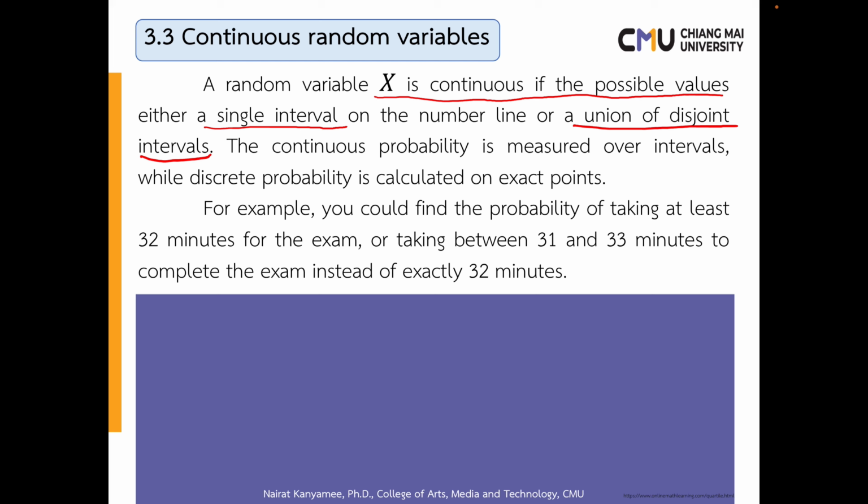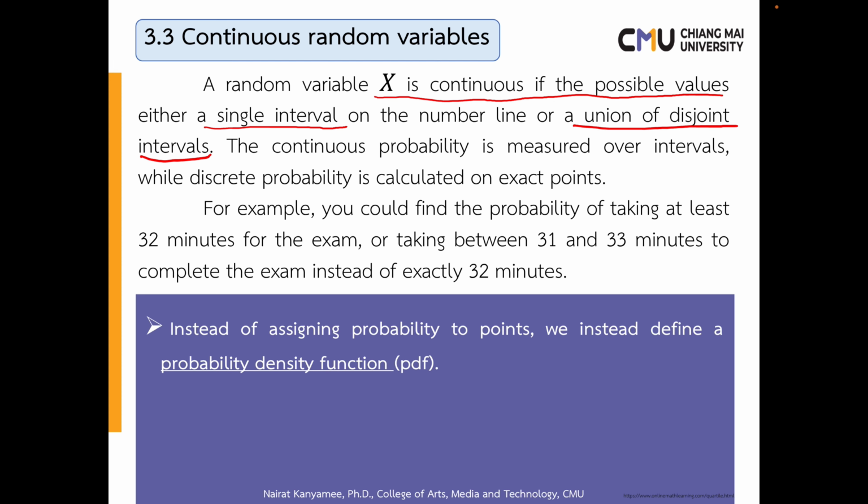For example, we could find the probability of taking at least 32 minutes for the exam. Taking at least, so it is an interval, right? At least, meaning more than 32 minutes, and so on, or taking between 31 and 33 minutes to complete the exam. When we talk about time, we are usually not interested in the exact minute, like exactly 32 minutes. So we are interested in the probability in an interval.